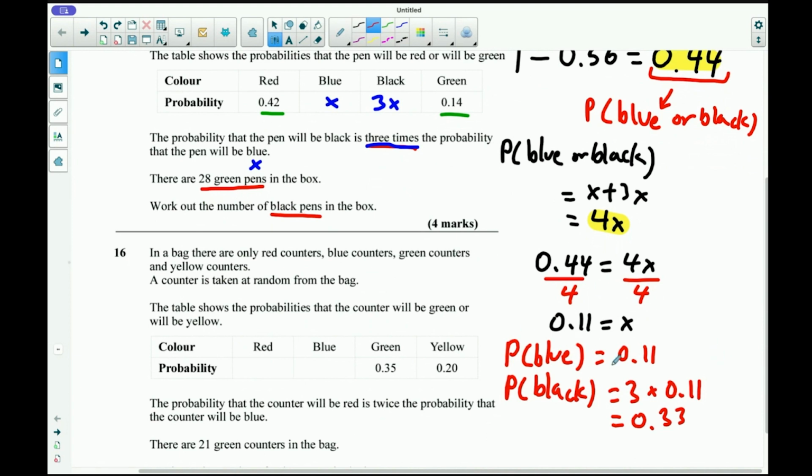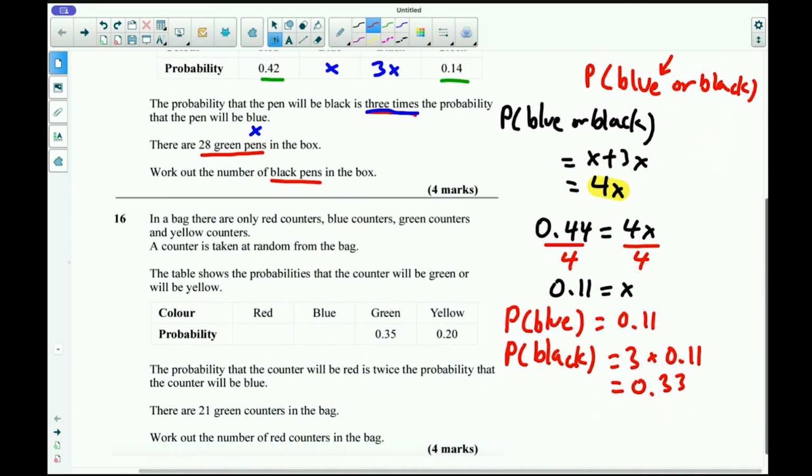Again, we didn't really need the blue. We just wanted the probability of black here. We are given the fact that we have 28 green pens in the box. So we're not going to work with the 0.33 just yet. We're going to figure out how many pens are in the box altogether.